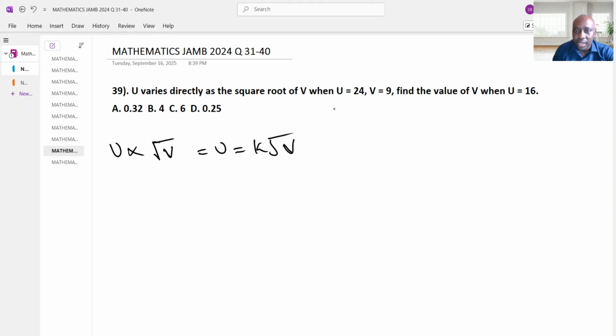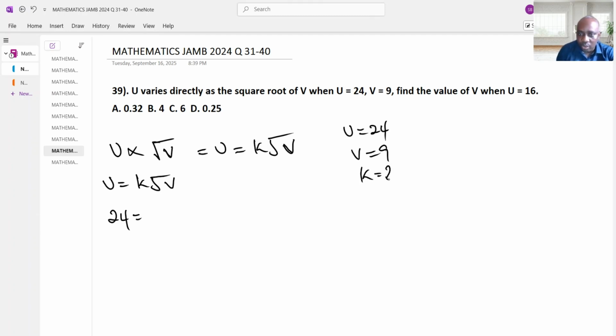And the question says when U equals what? 24, and V will be equal to what? 9. Now let's apply it to this equation. U equals K square root of V. What is our U? 24. So that we can substitute for K. What is our K? We don't know. That's what we are trying to look for.